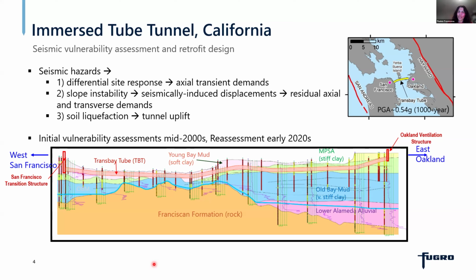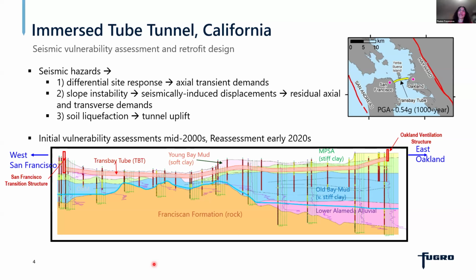So looking at the alignment here, the subsurface conditions are quite variable in terms of the soil types encountered around the tunnel, the overburden, the thickness of key units, the depth to rock. And what are the key seismic hazards affecting the tunnel? We can see that these are related to three of the topics that we identified within the field of geotechnical earthquake engineering. First, the differential site response due to the variable conditions along the tunnel, and this would cause axial transient demands, compression and tension in the tunnel.